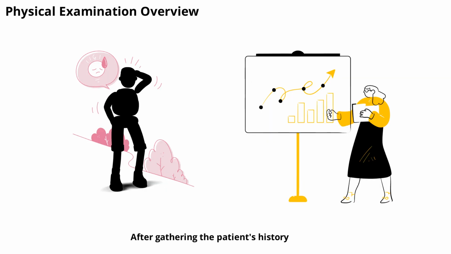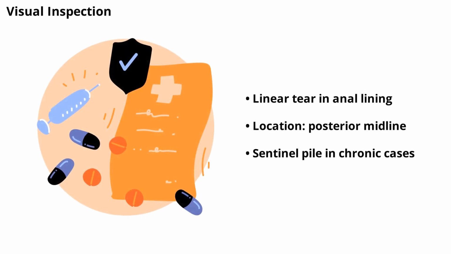After gathering the patient's history, the next step is a physical examination. This is a crucial part of the evaluation, as it allows the healthcare provider to directly observe the anal area for signs of a fissure. The examination is typically performed with the patient in a comfortable position, such as lying on their side with knees drawn up. The doctor will gently separate the buttocks to inspect the anus for visible tears, inflammation, or other abnormalities. Visual inspection is often sufficient to diagnose a typical anal fissure.